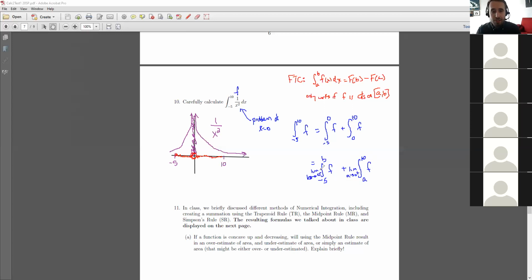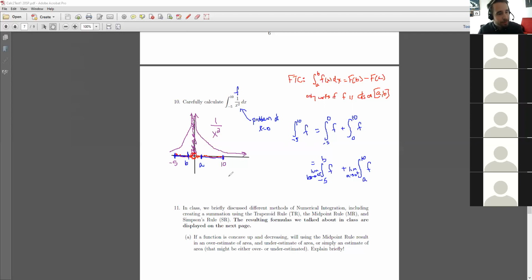So I'm evaluating these two integrals separately, not all the way from -5 to 0 and from 0 to 10, but from -5 to some nearby point b that's on the left-hand side of 0, and then here from a up to 10. For each of those separately, I'm letting my a or my b inch closer and closer to 0. So that's how we carefully tiptoe around this issue.